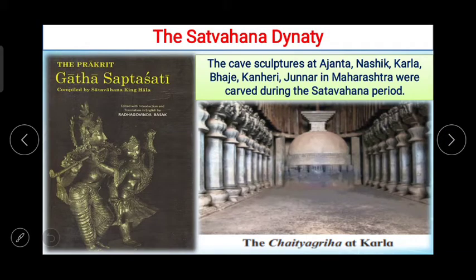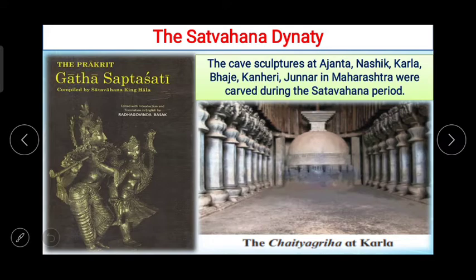The famous poetic work Gatha Saptashati in Maharashtri, a Prakrit language, was composed by the Satavahana king Hala. This work provides information about the life of the people during the Satavahana period. Again, we can use it as a source of history, or this one is the best source of history to know the lifestyle of the people of that particular period.